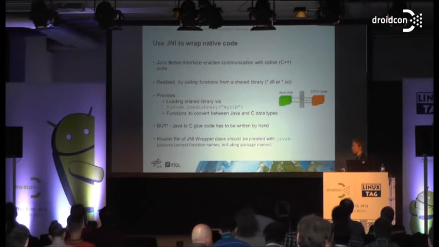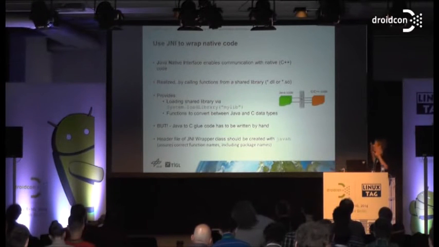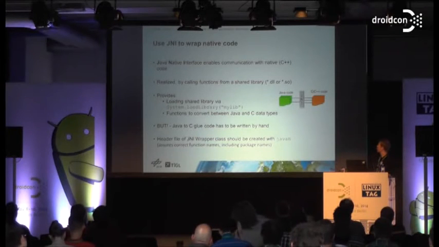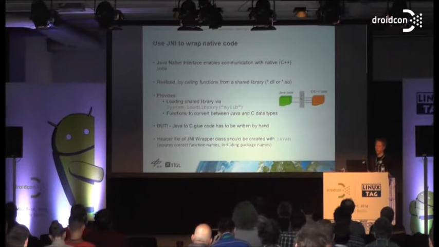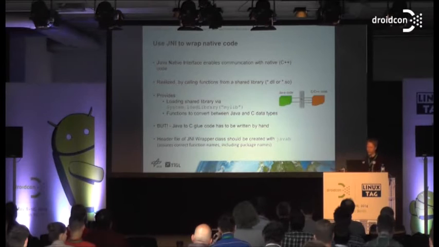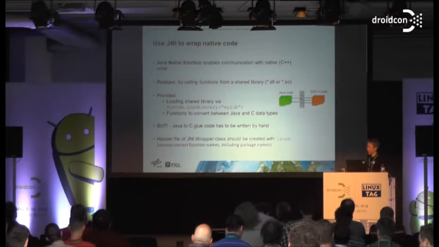Now I wanted to talk about how to speak between these both worlds, the Java world and the native world. And we are using the Java Native Interface for that, which enables us to communicate between these worlds. It's realized by just calling functions from shared libraries, and on Android these libraries are the .so files. JNI provides mechanisms to load these shared libraries with some system calls, and also it has some functions to convert data types between Java and C.